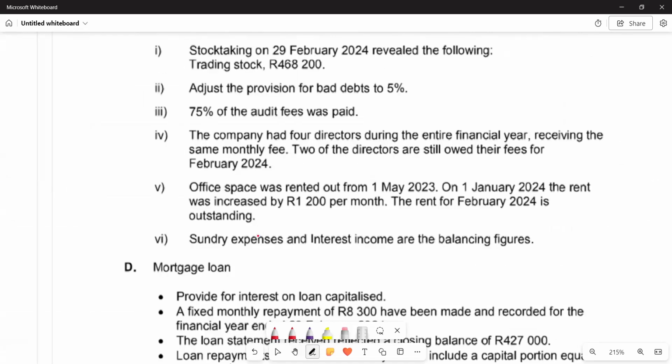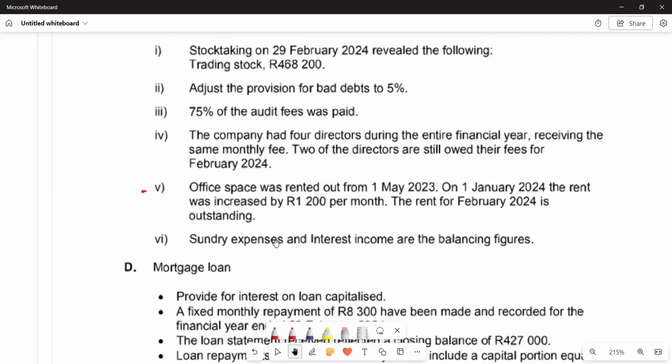So we go to item 5, information C, which reads: office space was rented out from 1 May 2023. On 1 January 2024, the rent was increased by 1,200 per month. The rent of February 2024 is outstanding. So it means the rent that was received is for the months excluding February 2024.